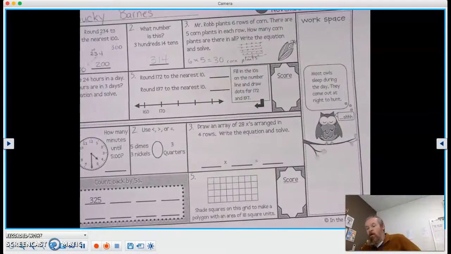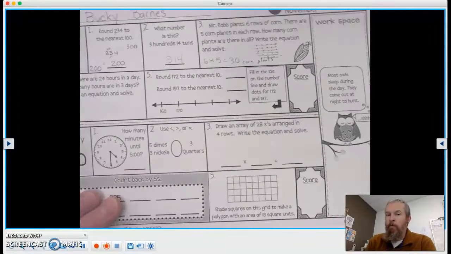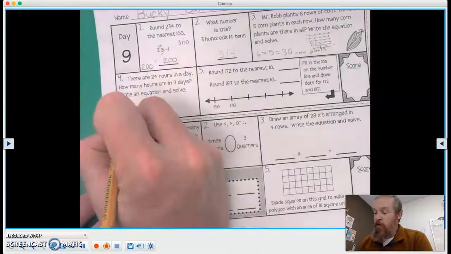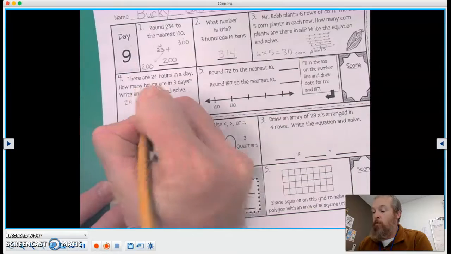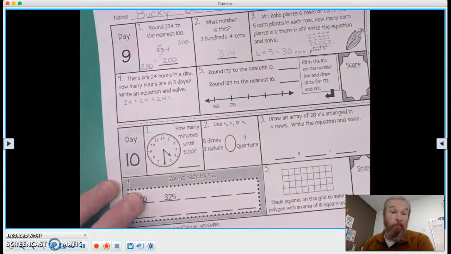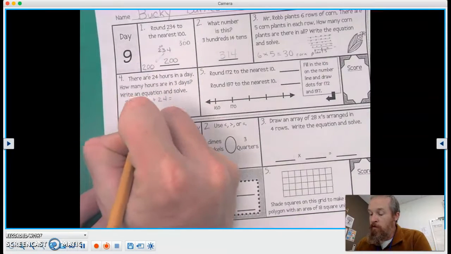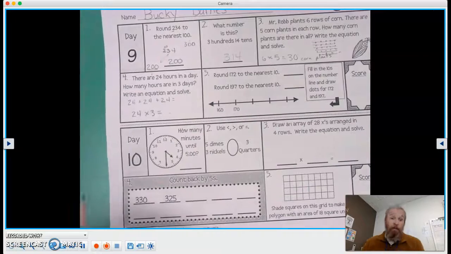There are 24 hours in one day. How many hours are there in 3 days? Write an equation and solve. Let's do it 2 different ways here, okay? I'm sorry, you couldn't really see that now, could you? Let's go 24 plus 24 plus 24 equals something. And then let's go 24 times 3 equals something.